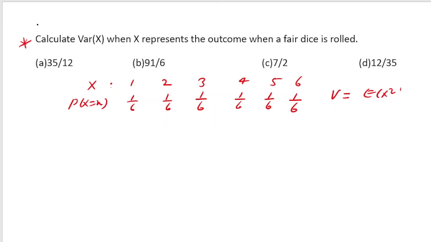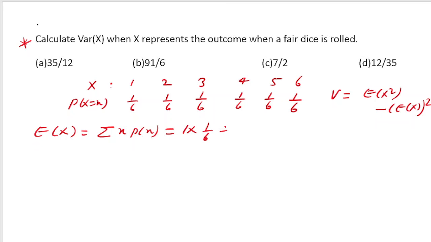Expectation of x square minus expectation of x whole square. So we have to calculate first the expectation of x, and if you remember, we have just calculated it in one of the previous problems: x into probability of x. So 1 into 1 by 6, plus 2 into 1 by 6, and so on up to 6 into 1 by 6. If you do this simplification, I think you remember this value is equal to 7 by 2, right? You can verify.